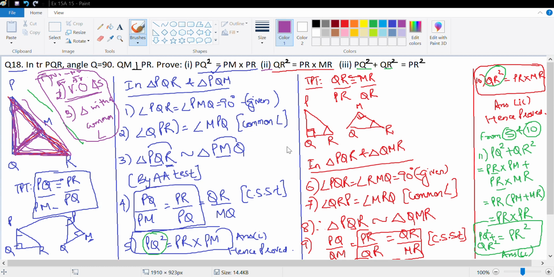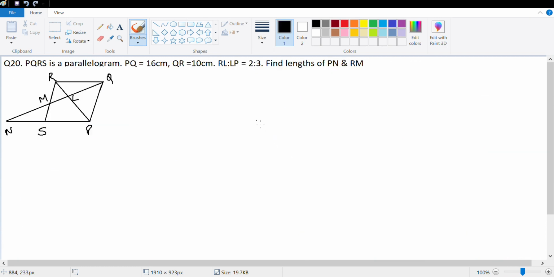The next question that we're doing is question number 20. PQRS is a parallelogram, which means opposite sides are equal and parallel. So RQ is parallel to SP and QP is parallel to RS, and they are equal. PQ is equal to 16. So PQ is 16, QR is 10. So this is 10, which means SP is also 10.